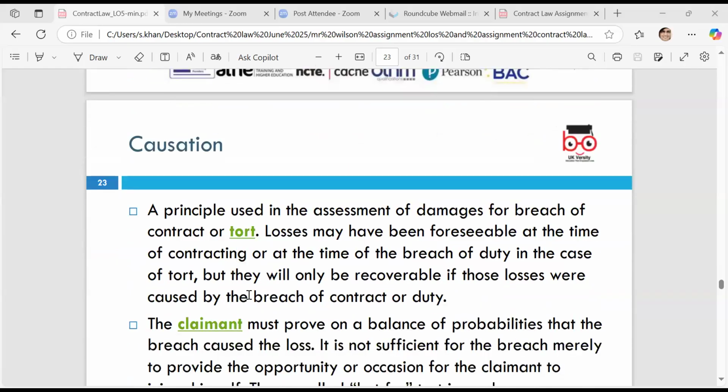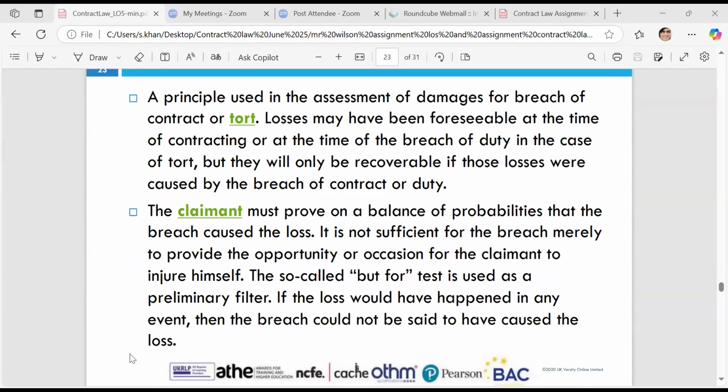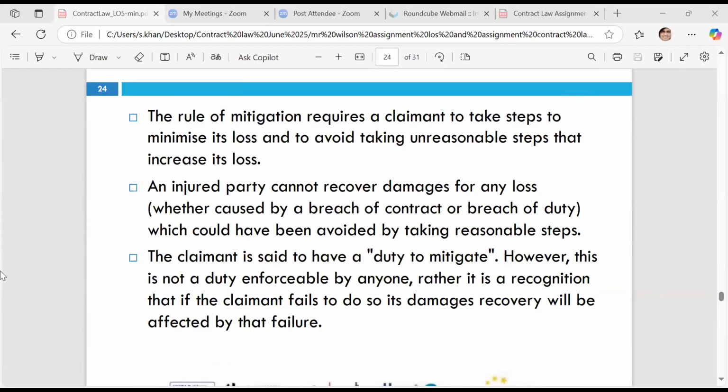Causation, which is a principle used in the assessment of damages for breach of contract or tort, and losses may be foreseeable at the time of the contract, at the time of the breach, but they can only be recoverable if the loss was caused by the breach of duty. Mitigation. The rule of mitigation requires the claimant to take steps to minimize its loss and avoid taking unreasonable steps that increase its loss.